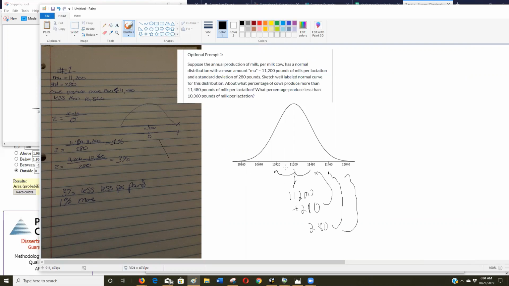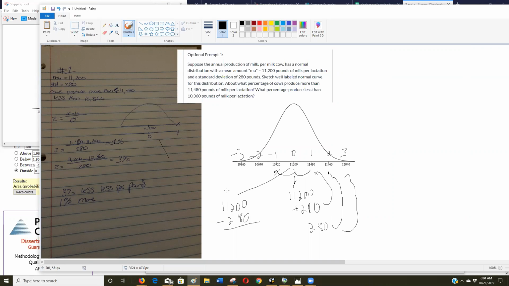Then going to the left of the mean, I took the 11,200 and I subtracted the 280. I had 1 standard deviation below the mean. So in z-score terms, z is 0 there, z is 1 there, z is 2 there, z is 3 there, z is -1 there, z is -2 there, z is -3 there. Okay, so those are the numbers that I'm looking for when I tell you to do a well-labeled sketch.